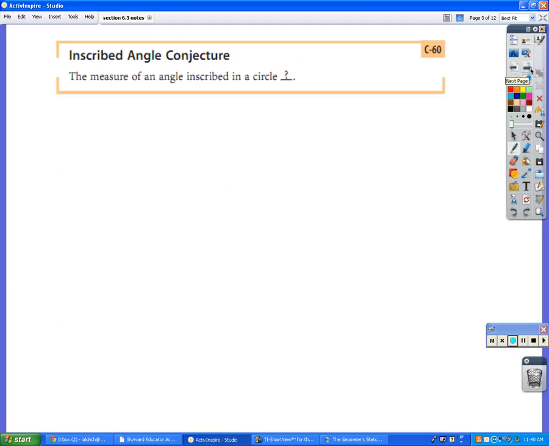The measure of an angle inscribed in a circle is what? One half the measure of the arc, okay? So very simple relationship, real nice relationship. Central angle and arc, those are the same. Inscribed angle and arc, the inscribed angle is half of the arc, all right?